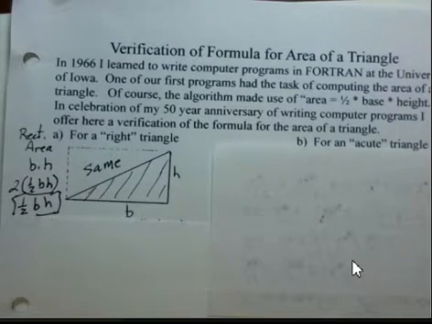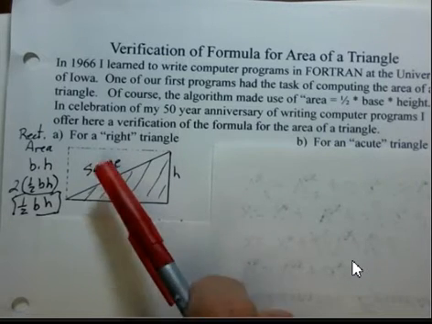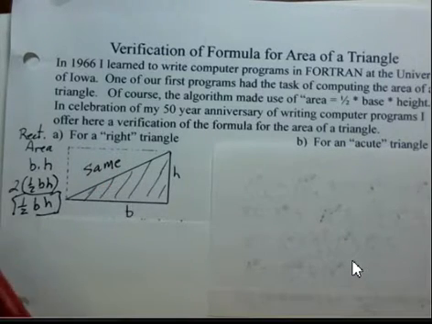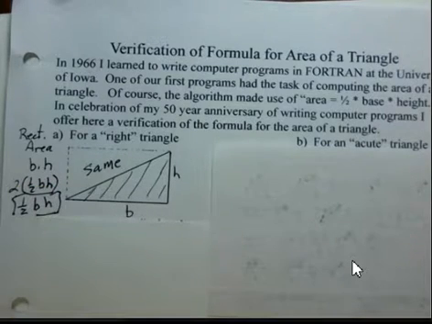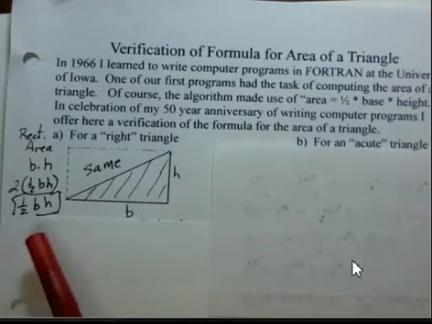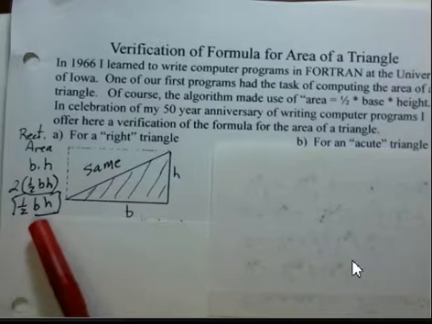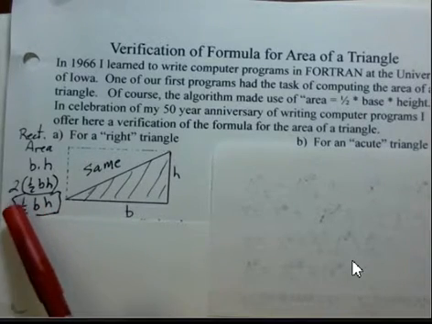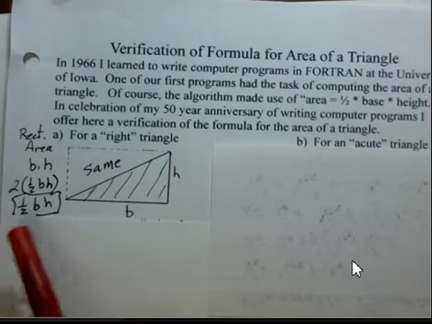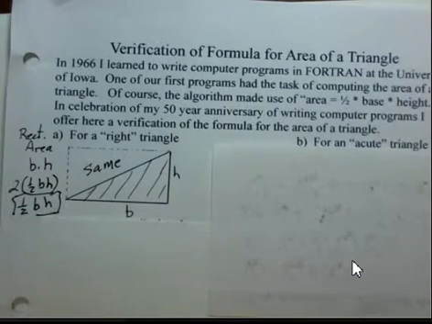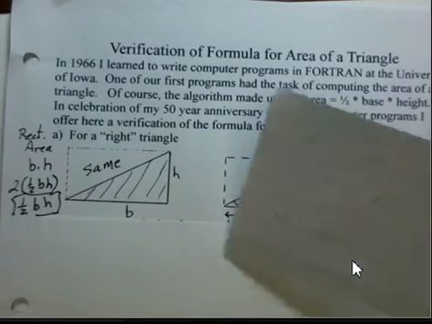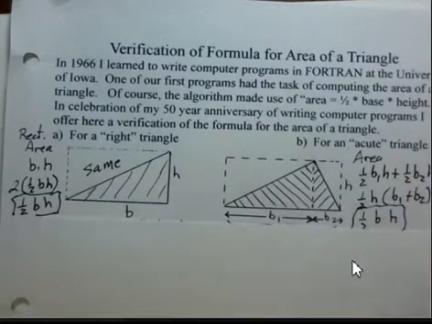Base times height. Then we have two of these triangles, and let's write it as two areas, each area being 1/2 base times height. There we are. The area of one triangle is 1/2 base times height. If we have two of them, 2 times 1/2, those 2's cancel, and we have the area of the rectangle, base times height.